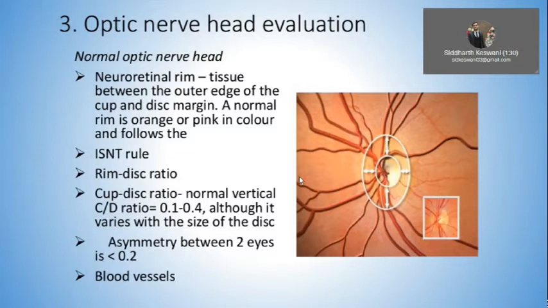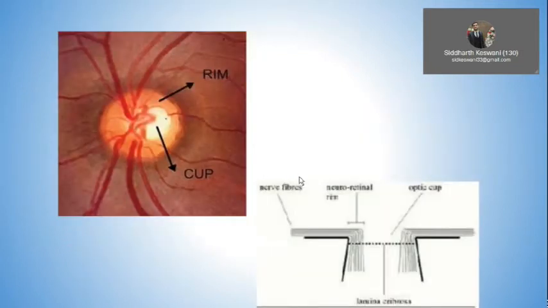So again, what I was talking about: the small one, you can see, is the cup, and the outer one is the disc, right? The CD ratio here is generally 0.3, and the space between the two, the edge of the disc and the cup, is the neuroretinal rim, right?